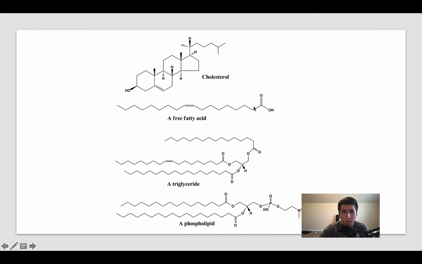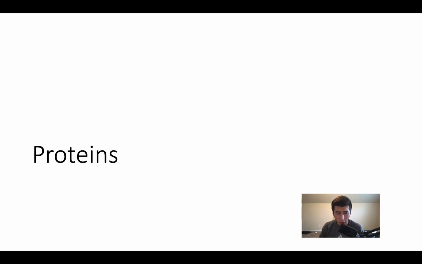And you can see that this is a free fatty acid, right? Just like we were saying before, it's actually an omega 9 fatty acid. Here you have a triglyceride, so it's three fatty acids attached to a glycerol backbone. And here we're going to have a phospholipid, so we're going to have 2 fatty acid chains, a phosphate group, and you actually have a nitrogen associated with it as well. So kind of cool, right?